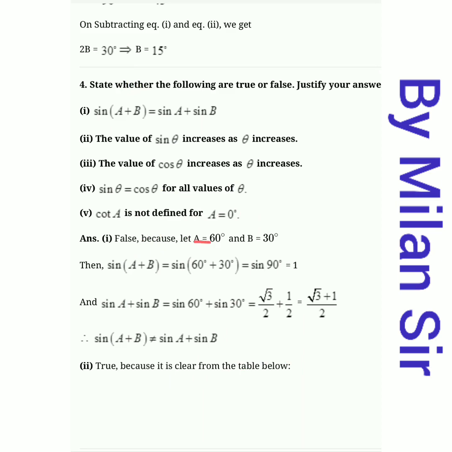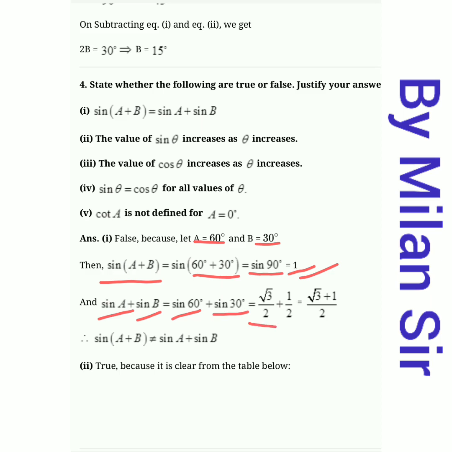Here I randomly select A equals 60 and B equals 30. So sin(A+B) is sin(60+30), which is sin 90, and that equals 1. Now put these values in the right hand side, sin A plus sin B. Here A is 60 and B is 30, so sin 60 plus sin 30.